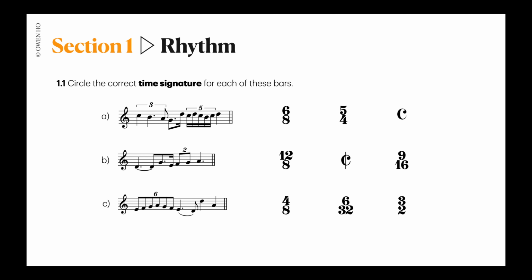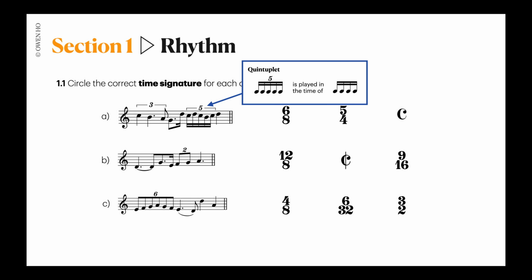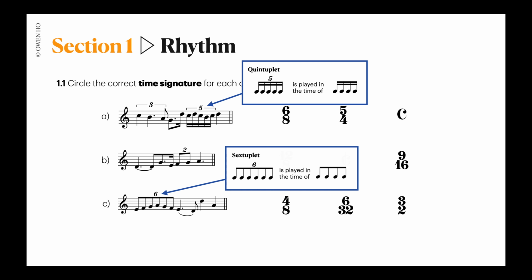Now, lastly, there are still 2 more rhythmic devices that we need to know. The first one is the quintuplets, which is a little bit like the idea of triplets, where we squeeze more notes in fewer notes. In this case, we squeeze 5 notes in a time of 4 notes. Similarly, the idea of sextuplets is also about squeezing more notes in fewer notes. In this case, 6 notes into the duration of 4 notes.